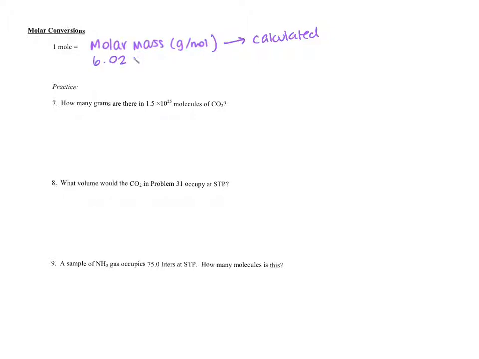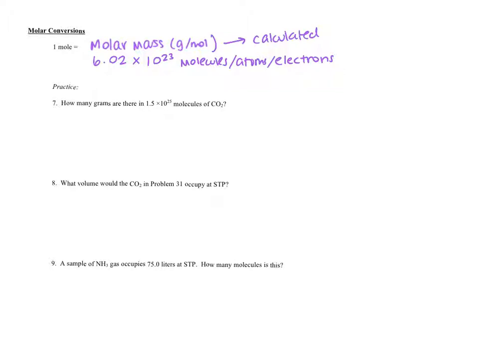6.02 times 10 to the 23rd molecules, atoms. This can be electrons, basically anything that's very small. This 6.02 times 10 to the 23rd, that is Avogadro's number. That is the person who discovered this.